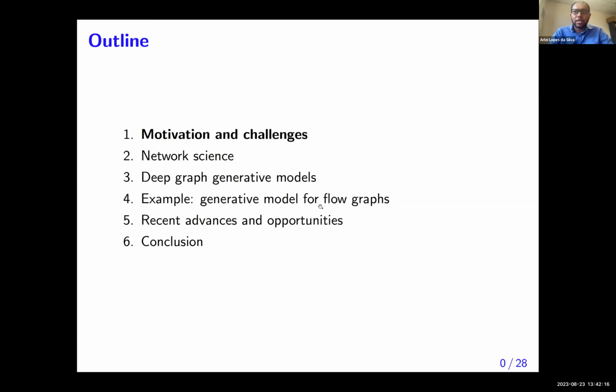And then later on about the deep graph generative models, which is what we have heard about mostly so far today. I'm going to give you an overview of different types of approaches that can be used to address these problems. Then I'll give you one example of a generative model for flow graphs, which is a problem that I have worked on before. And then some of these recent advances and opportunities, looking forward about this field. And finally, I will just conclude.